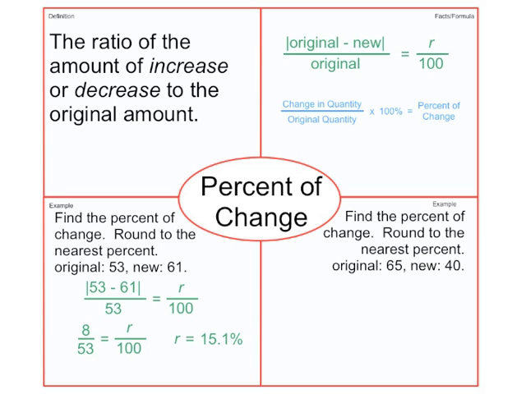Here's another example. Original is 65, the new was 40. Again, we'll use the same formula. Inserting the values there, 65 minus 40 will give us 25. We cross multiply and divide, and our rate will equal 38.5%.